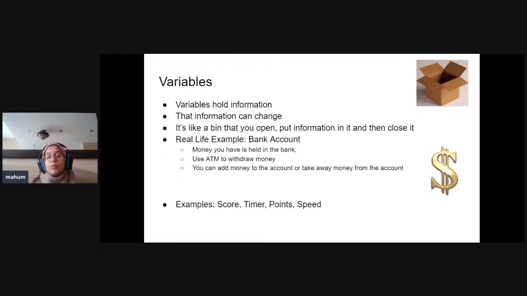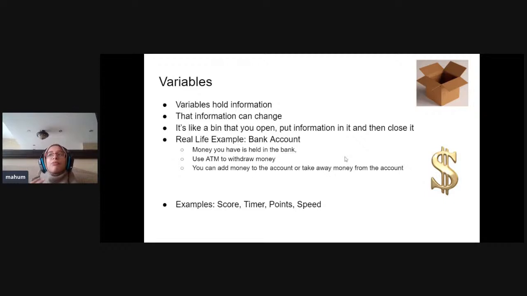So in real life, we use variables a lot, especially with bank accounts. The money that you have held in the bank is held, right? Your bank account is the variable. It holds the amount of money you have. You can use an ATM to withdraw your money, or do online e-transferring, and that is a way to withdraw money. That is a way to change the information in that bank account variable. Then you can add money to the account or take away from the account, right?